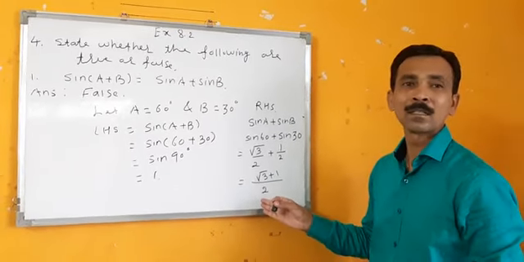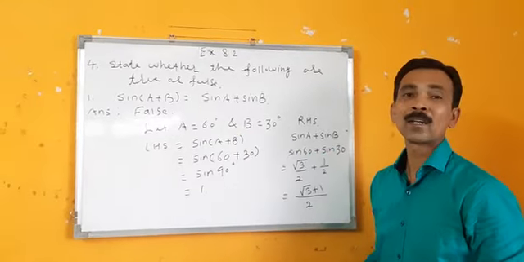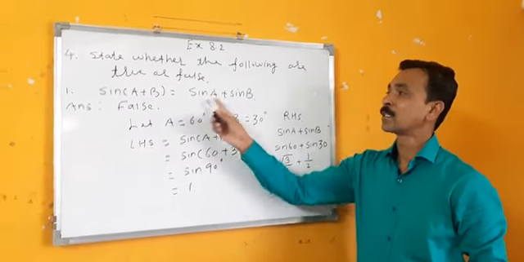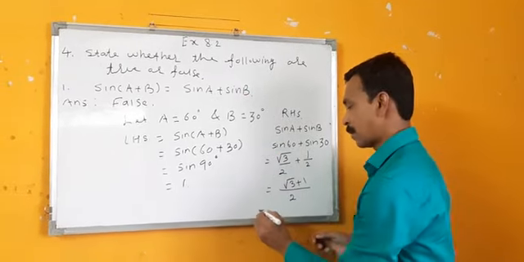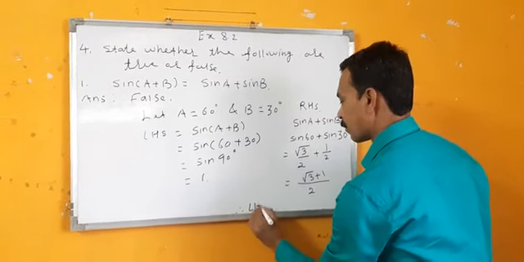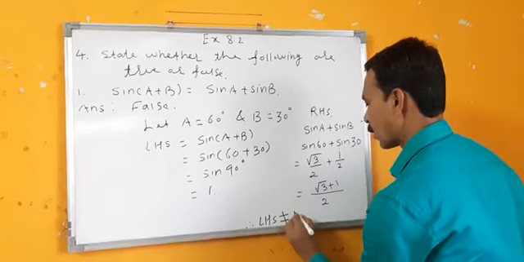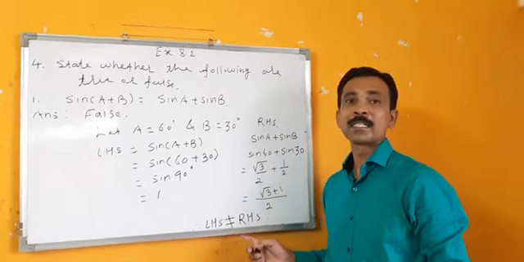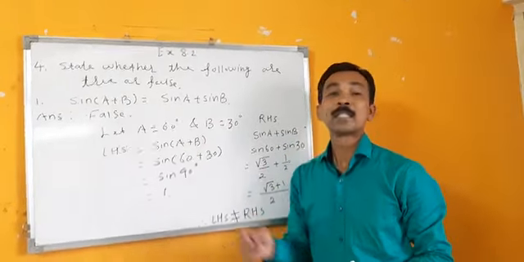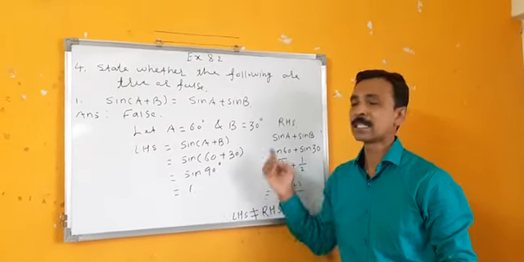Are they equal? No. That is why sine of A plus B is not equal to sine of A plus sine of B. So I will write here, therefore, LHS is not equal to RHS. So this is the justification for the reason false. Now we will see the second sum.